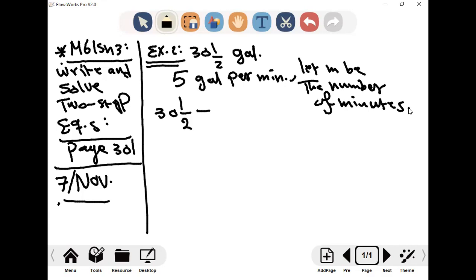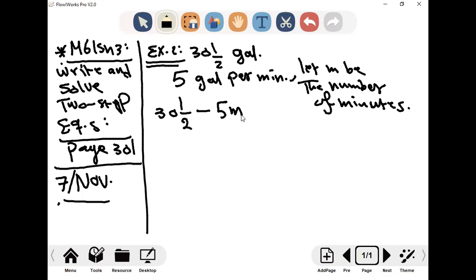But in each minute, the water decreased how much? 5. But in 2 minutes, we said 10. 3 minutes, 15. 4 minutes. So we are multiplying the number of the minutes by the 5. But if we have m minutes, how much will be decreased? 5m. We're multiplying m by 5, right? So 30.5 minus 5 multiplied by m.